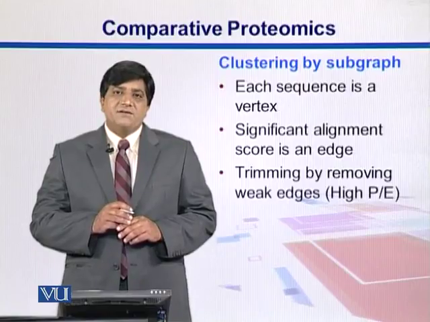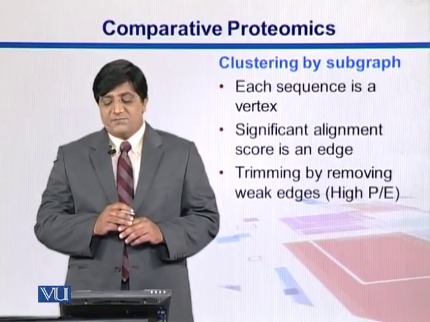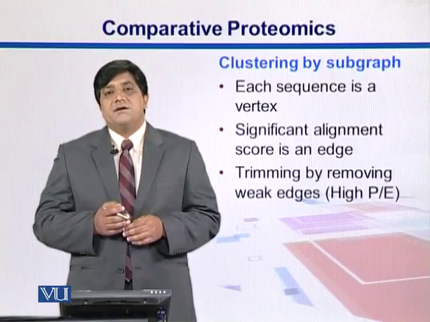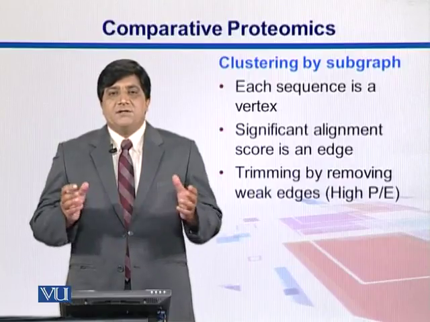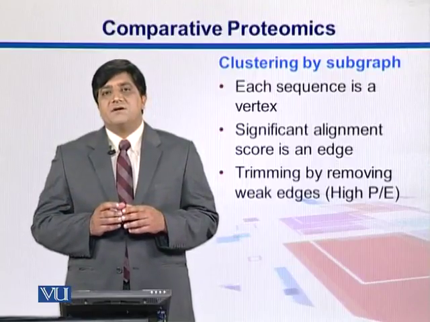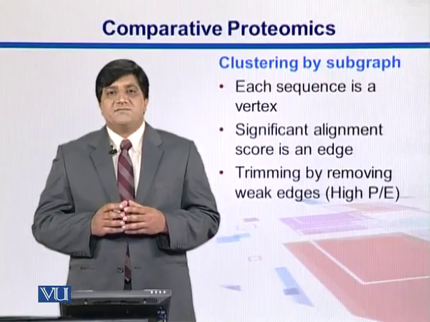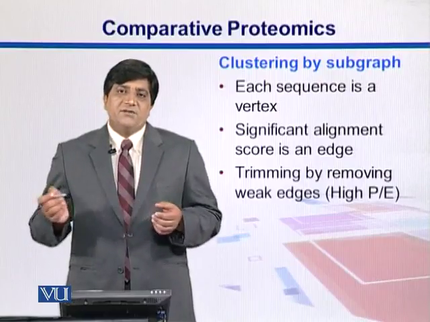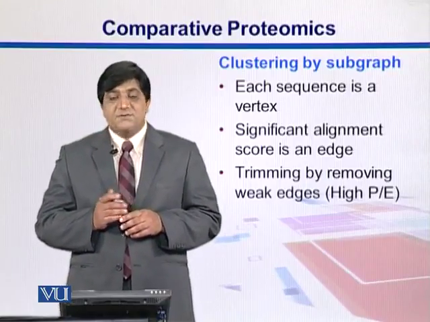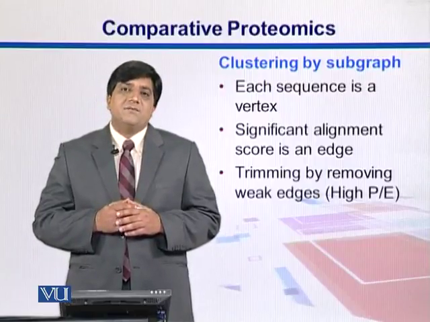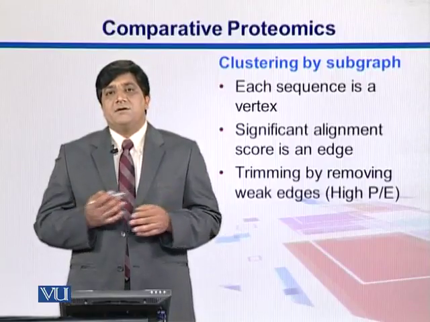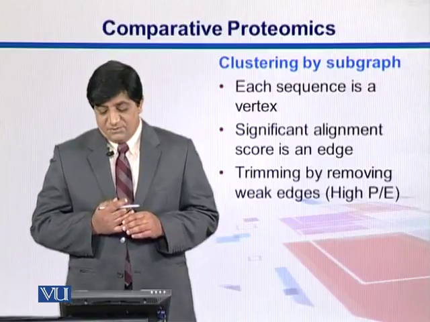There are different clustering methods. First is clustering by subgraph. Here we take each sequence as a vertex, and the alignment scores between them are taken as edges. When we have some graphs, we need to connect them. Individual items are dots, we can call them vertices, and the link between two vertices is called an edge. So on the vertices we put our sequences, and on the edges we put our alignment scores, and then we do some trimming. Normally we remove the weak edges. If the P or P to E ratio is high, we will remove them.